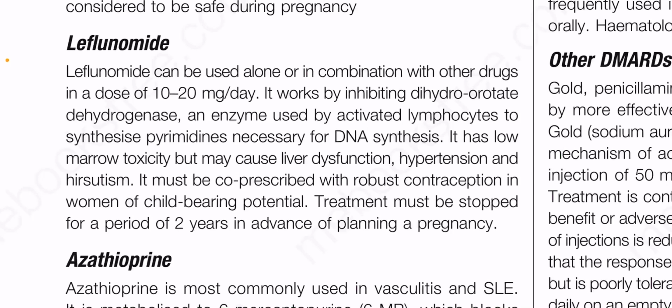Leflunomide. Leflunomide can be used alone or in combination with other drugs in a dose of 10 to 20 mg per day. It works by inhibiting dihydroorotate dehydrogenase, an enzyme used by activated lymphocytes to synthesize pyrimidines necessary for DNA synthesis. It has low myelotoxicity but may cause liver dysfunction, hypertension, and hirsutism. It must be co-prescribed with robust contraception in women of childbearing potential. Treatment must be stopped for a period of 2 years in advance of planning a pregnancy.